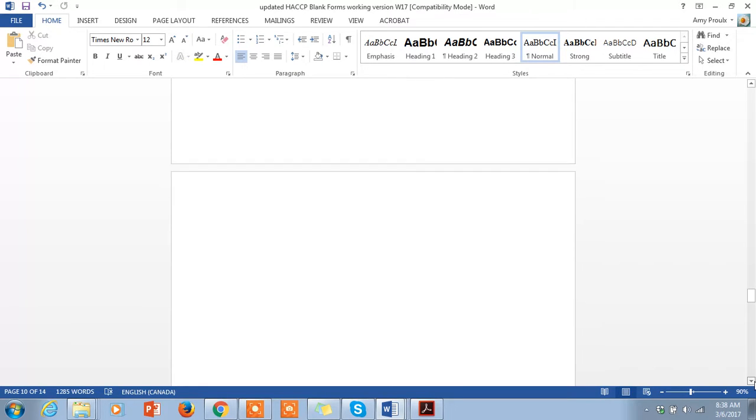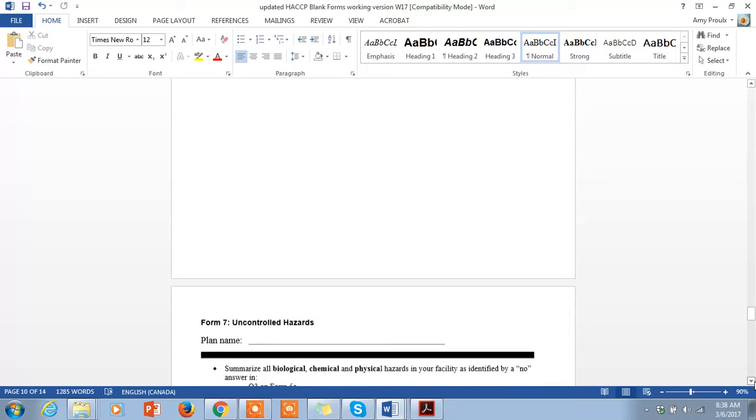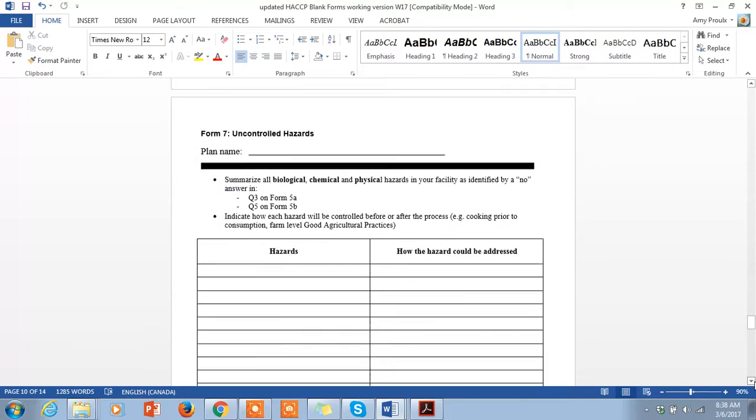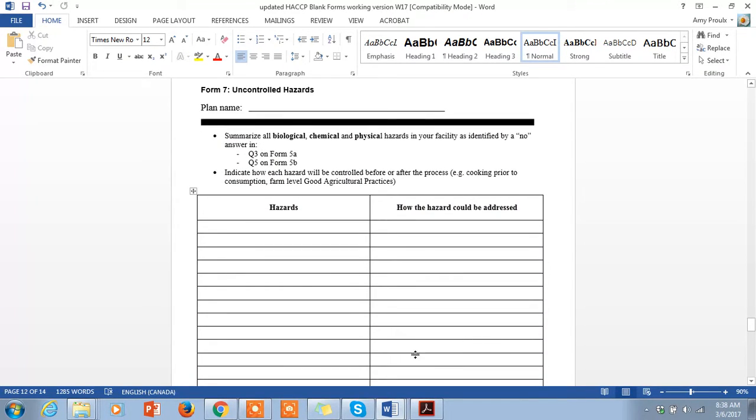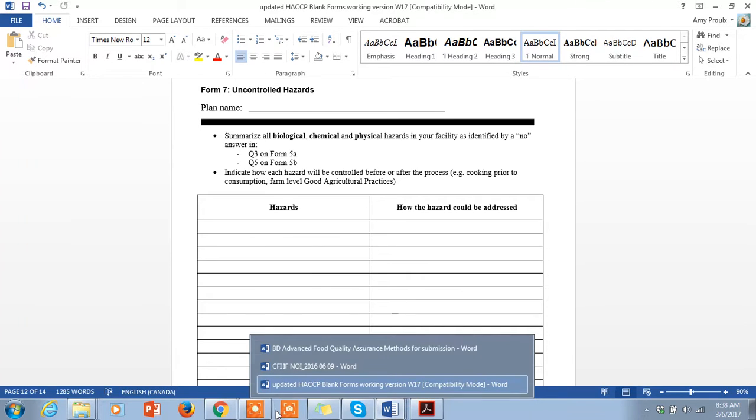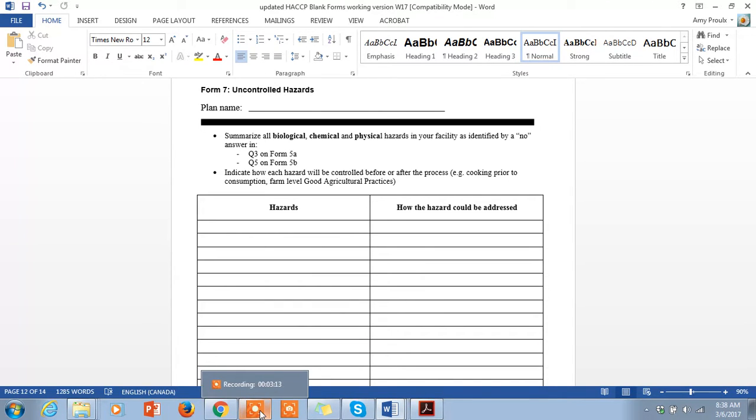Form 7 is a form that always gives people a bit of a headache. And I always find weird Form 7s. Form 7, in essence, is a statement identifying if hazards are being passed on to the consumer. For ready-to-eat products, you would assume this product is not hazardous. It is ready to eat in its current status.